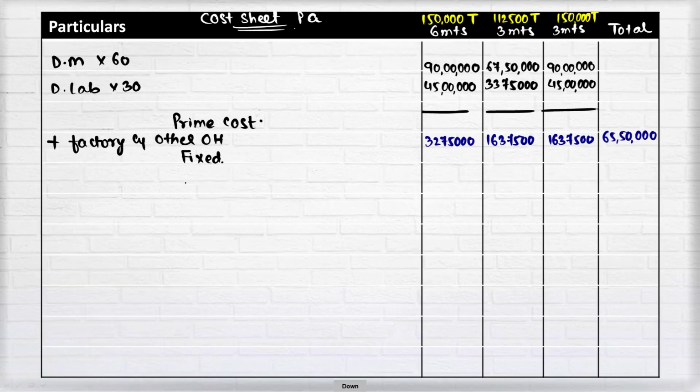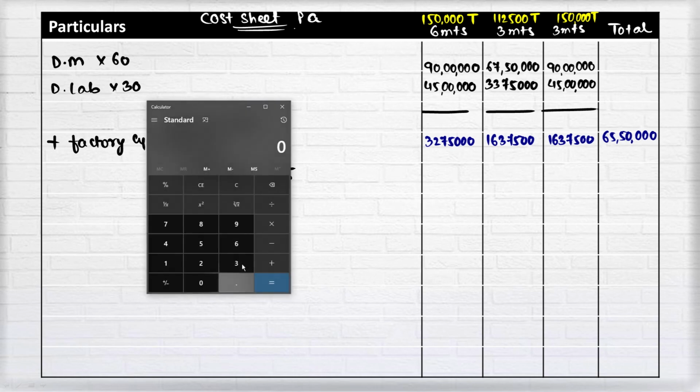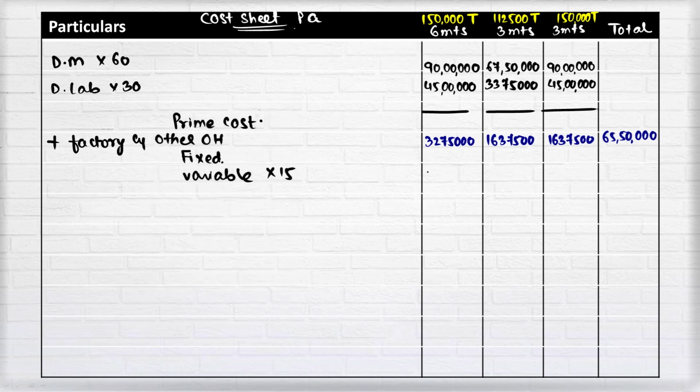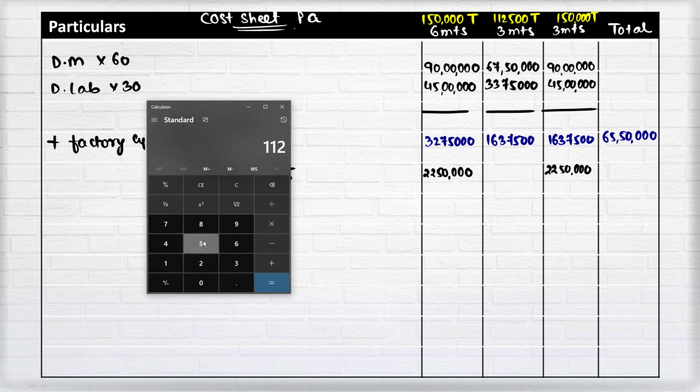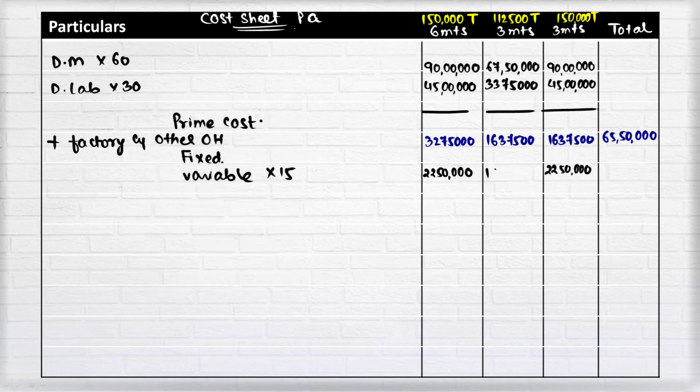Variable 15 per unit. Variable into 15. So it will be 1,50,000 into 15, which will be 22,50,000. In this also the number of units are same, so it is 22,50,000. And here it will be 1,12,500 into 15, which is 16,87,500.